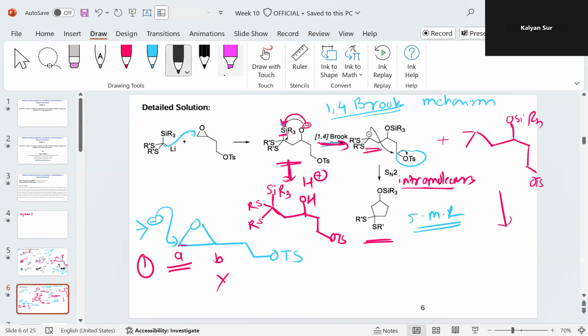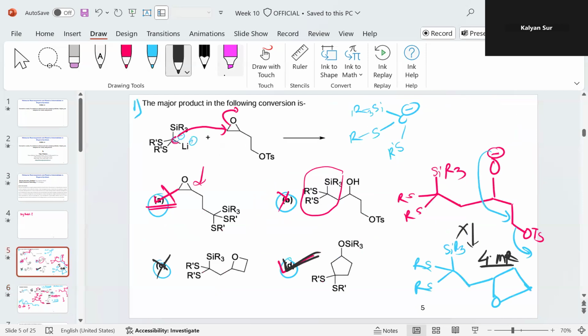After the first step, the O negative forms, which attacks on the silicon by the 1,4-Brook mechanism, and then the carbanion again forms on the carbon atom, and that carbanion attacks in an intramolecular, SN2 fashion. So this OTs elimination takes place. It gives the formation of the five-member ring, and that's our major product in this reaction.